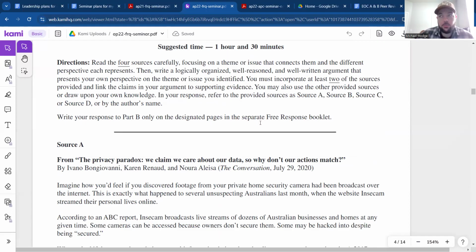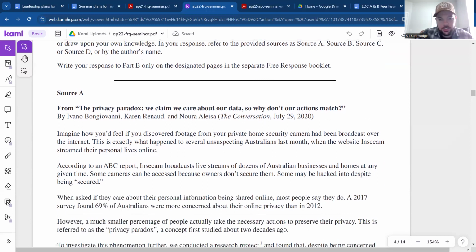First thing that I would do if I were you is I would look at all the titles before I read anything, because the titles will probably give me an idea of what themes are in that particular document. So, like, I would look at this, the privacy paradox. We claim we care about our data, so why don't our actions match? That title alone, right? English teacher brain is firing on all cylinders right now. I can name you 3 themes potentially that are in that document right there, just based on the title alone, without even reading it. So that's what I would do: I'd read the title and I would type out or write down whatever you're going to do, potential themes that could be in that document.